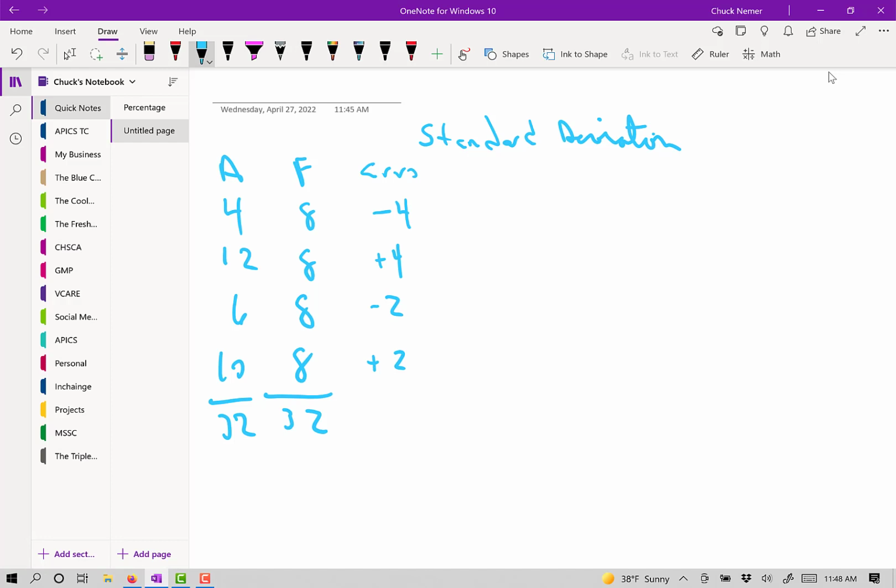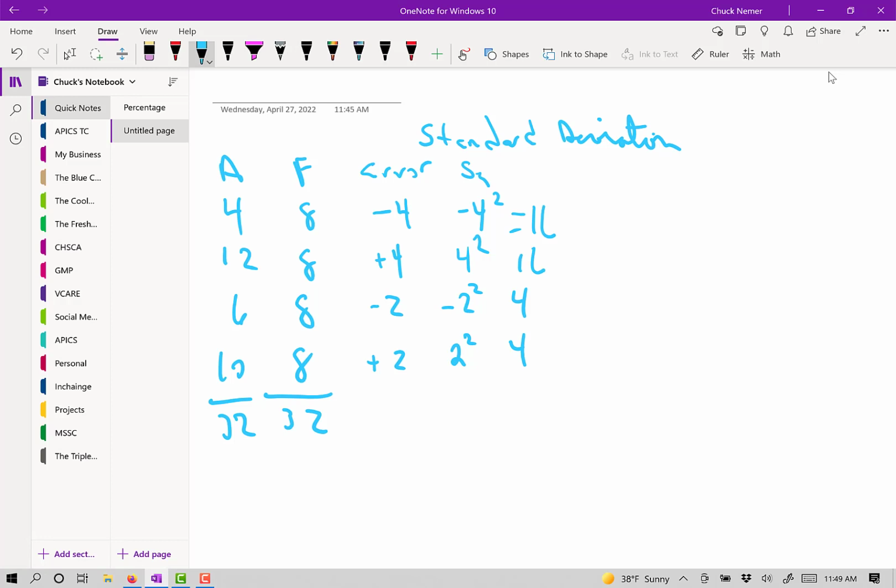In standard deviation, what we do is we square the number. So we take -4 and multiply it by -4 and we get 16. 4 squared is 16. -2 squared is 4. And if you don't remember your math, squaring is multiplying a number by itself, and 2 squared is 4. So we've got an artificial number, 16 and 4. We have to deal with that, but we've essentially gotten rid of the sign.